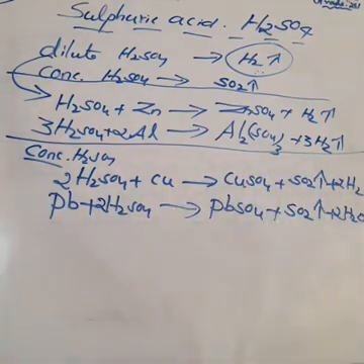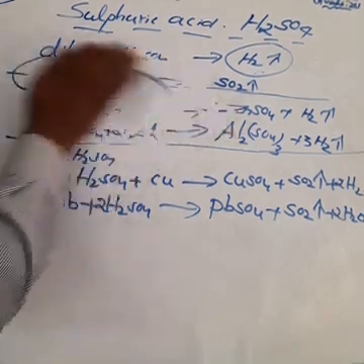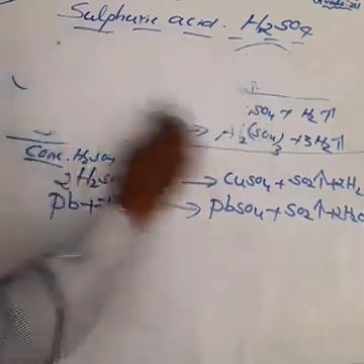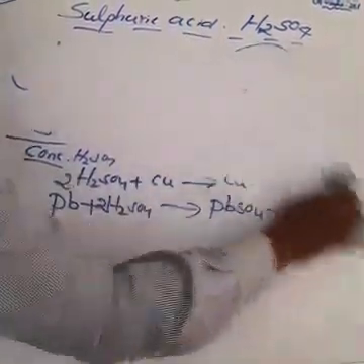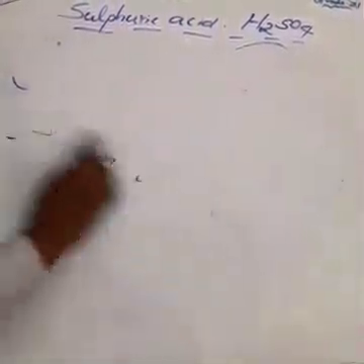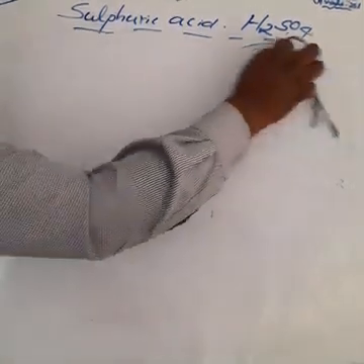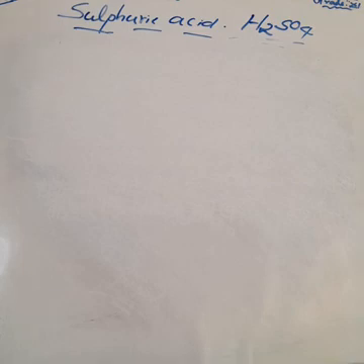One of the important points is sulfuric acid does not react with noble metal, that is gold, platinum, silver. Am I right? Gold, silver, platinum, these are all noble metals. Sulfuric acid never reacts with these noble metals.